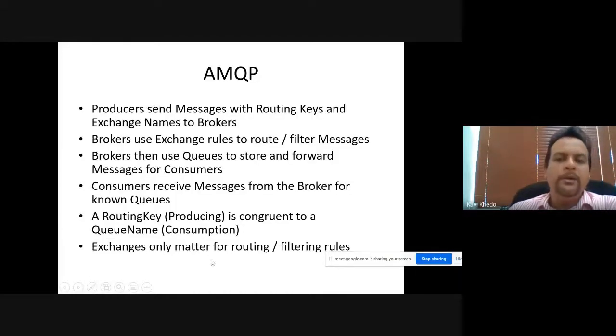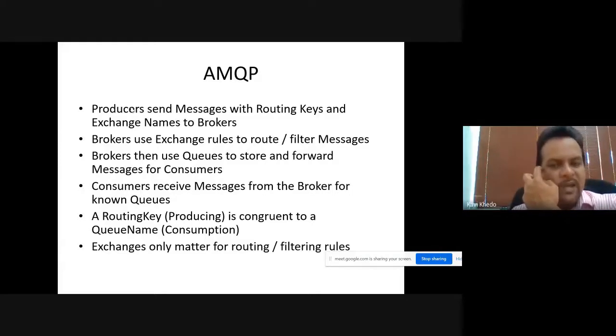In AMQP, you have what are called producers, just like you have publishers and subscribers. Here we talk in terms of producers and consumers. You have producers of data, obviously your sensors. Your sensors capture those data, so they are producers of data. They send messages with routing keys. We are going to see what those routing keys are. Basically, what kind of data is this producer producing? So it has a routing key associated with it, and exchange names.